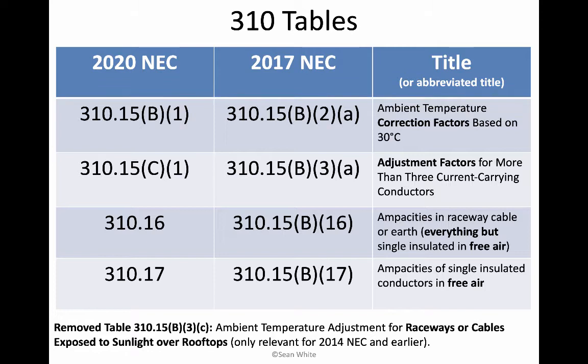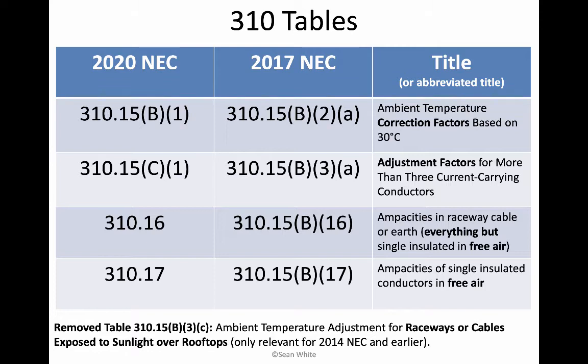310.15b1, 310.15c1. B comes before C. And B is the one that comes first in the book that we always talk about first, and that's for ambient temperature correction factors. And then C1 is for greater than 3 current carrying conductors in conduit.